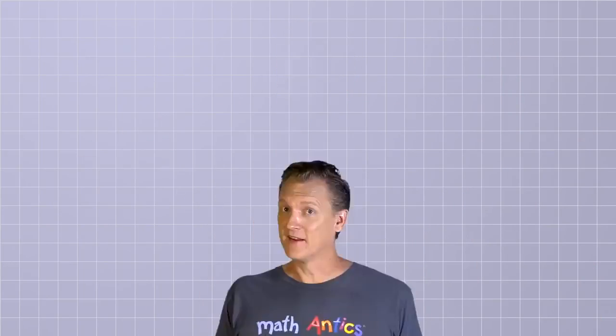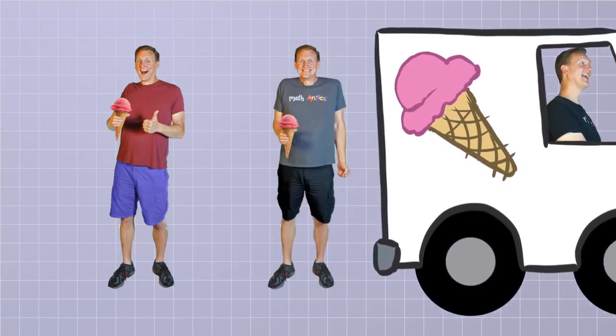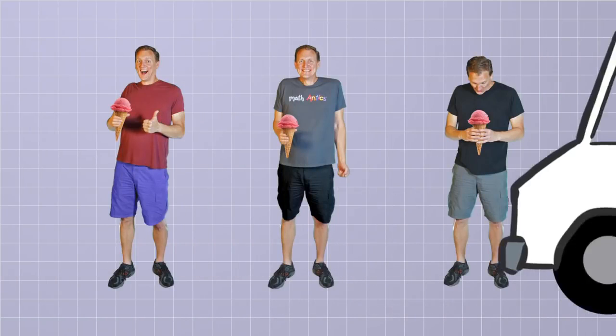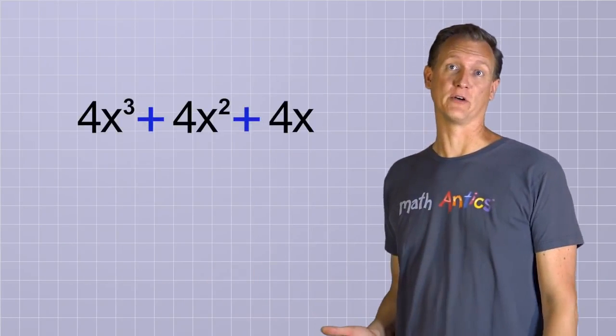So I know what you're thinking. If we can distribute something to each member of a group, can we do the process in reverse and undistribute something? We sure can. Take a look at this polynomial.